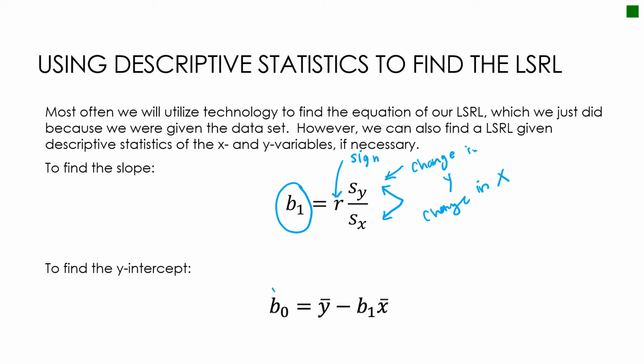Then we're going to find our y-intercept. Our y-intercept, or b sub 0, is found by taking y bar. Remember, this is the mean of our y values, and whatever y is would be our response variable. Then we take b1, which is our slope, multiplied by the mean of the x variable, which is our explanatory variable.